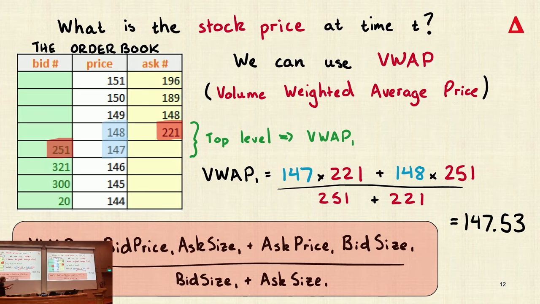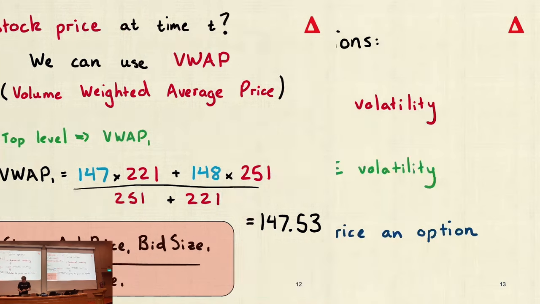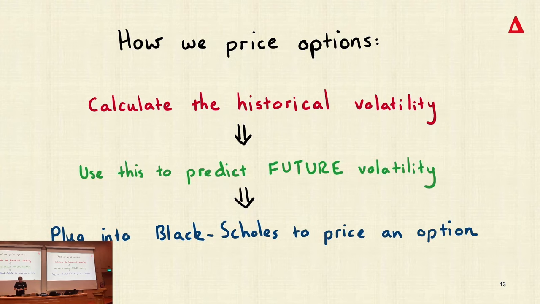You can do this in more complicated ways. You can use more levels of the order book. But we won't worry too much about that. And again, a lot of this code has already been done for you. So let's get back to the problem. What have we seen? We've seen that there are order books, and we can take those order books and get prices, and then we can look at prices in the past and get a historical volatility.